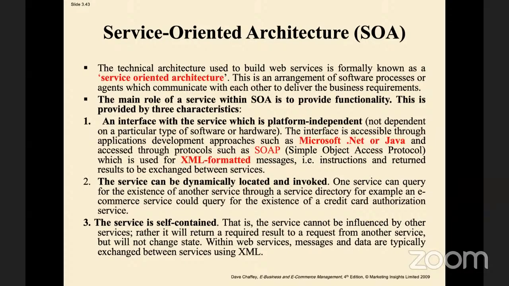The main role of a service within SOA, service oriented architecture, is to provide functionality. This is provided by three characteristics. Now, how is this provided? The service oriented architecture provides it through three characteristics. What are the three characteristics? Let's see. First one is an interface with the service, which is platform independent. Second one, the service can be dynamically located and invoked. And the third one is that the service is self-contained.